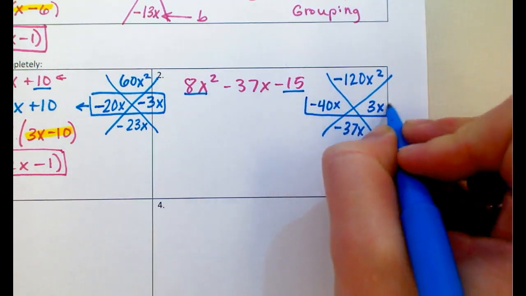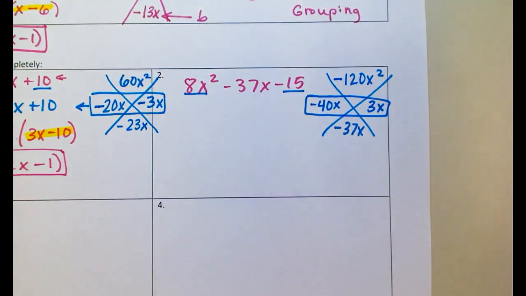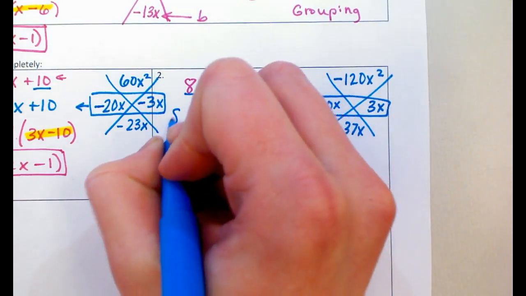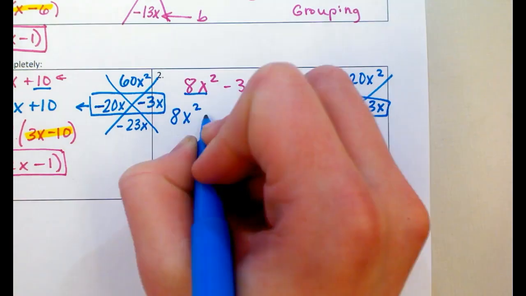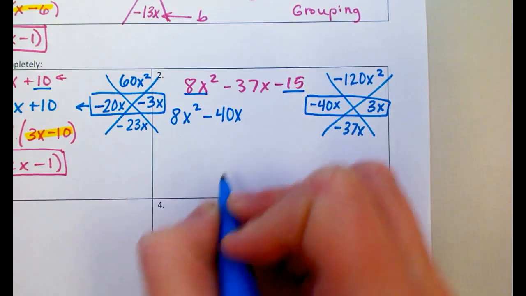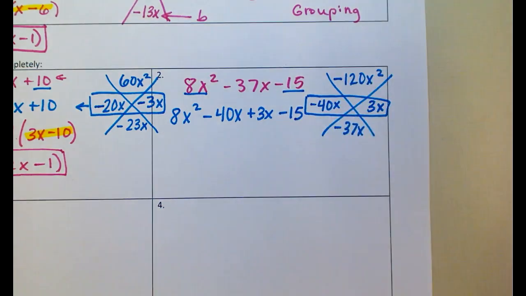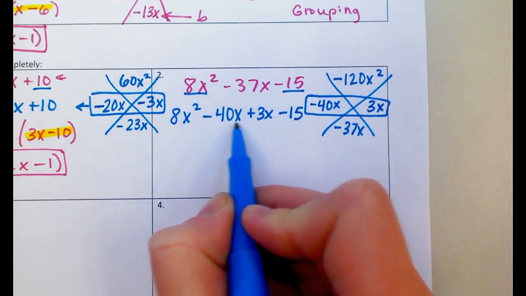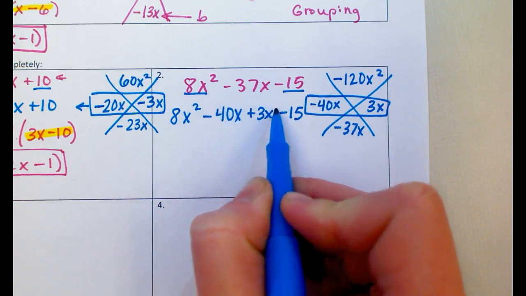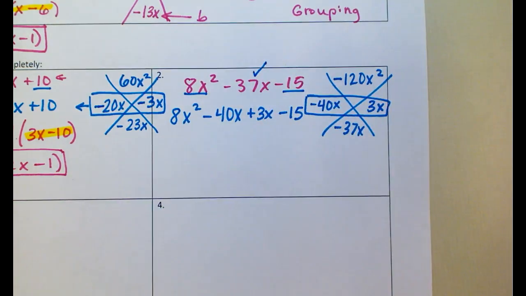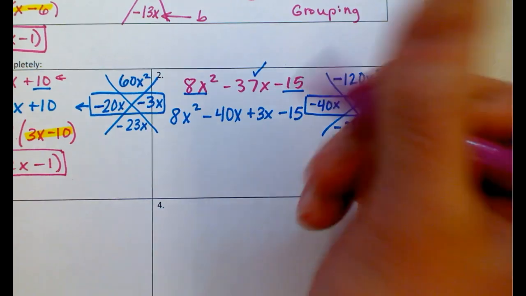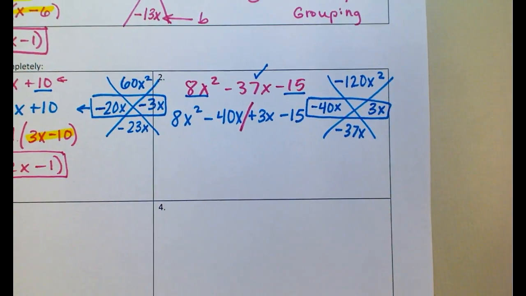I'm going to replace these two middle terms to create my four-term polynomial: 8x squared minus 40x plus 3x minus 15. Don't forget, these numbers, negative 40x and positive 3x, should always add back to that negative 37x. We are just extending this trinomial to a four-term polynomial. I'm going to cut this in half and start my factoring by grouping.